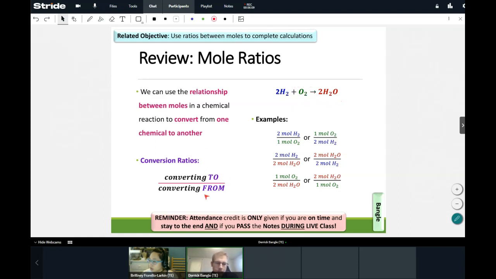So the way we do that, remember, is that whatever we're converting to, so what we need to find, goes on top, where whatever we start with, or what we're converting from, goes on the bottom. And then for our examples here, the top ones switching between hydrogen and oxygen are used to convert between those two molecules in the equation. Same thing goes for the H2 with the fraction of water, and then water in a fraction with oxygen. Again, they're flip-flopping because you can go backwards or forwards when it comes to converting moles.